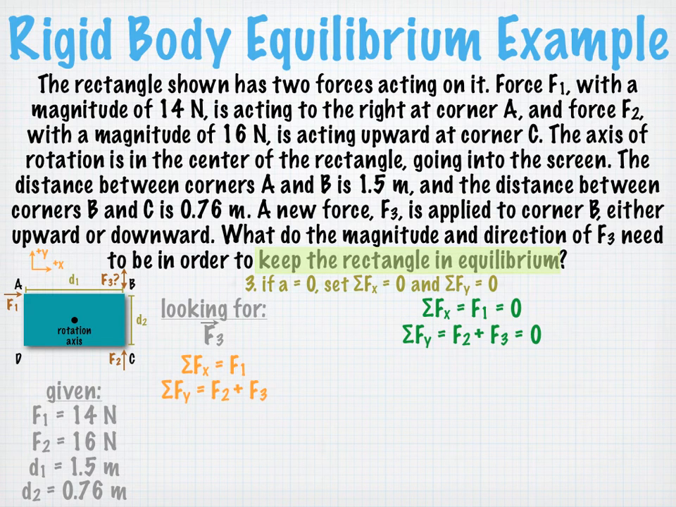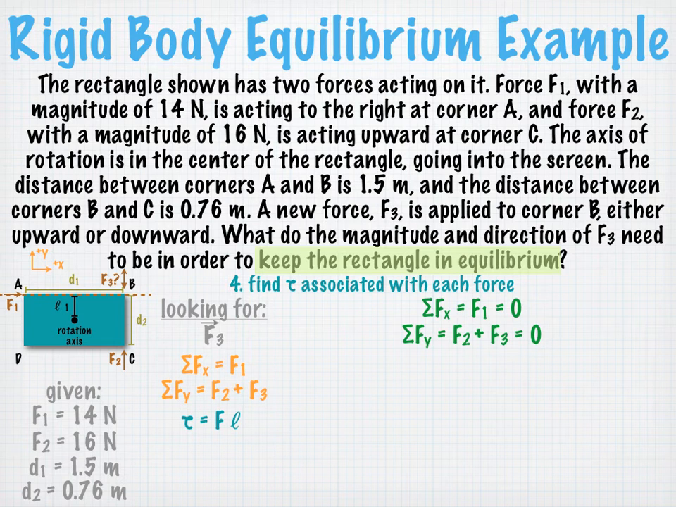Now we find the torque associated with each force. Torque is equal to the magnitude of the force times the lever arm, and the lever arm is the distance between the line of action for the force and the rotation axis. So let's draw the line of action for force F1 and the lever arm for force F1.